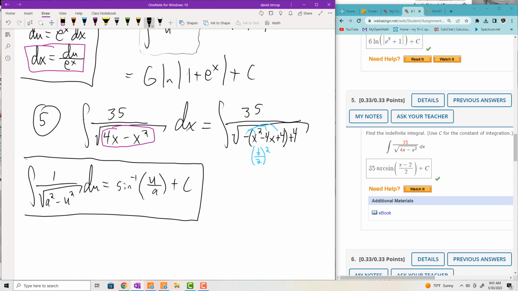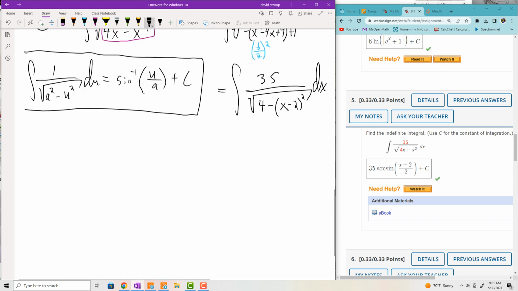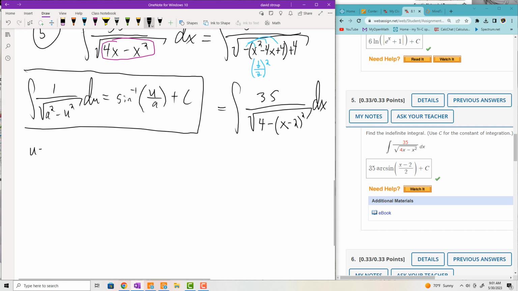Okay, so anyways, then we can now rewrite it and make it look a little bit more like the arcsine. So in the denominator, reordering with the 4 first, I'll have 4 minus, and then factoring the x squared minus 4x plus 4 will give me an x minus 2 squared, and then dx. Yeah, now it's completely in the form. The u expression is x minus 2. Du will just be dx.